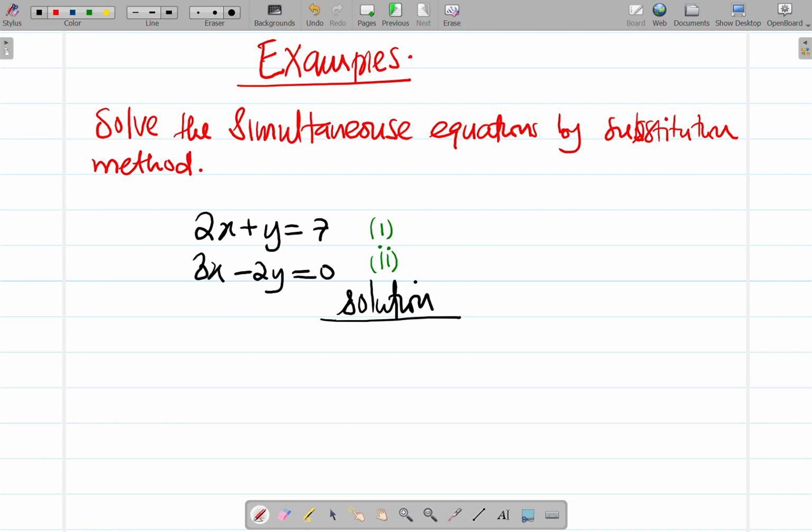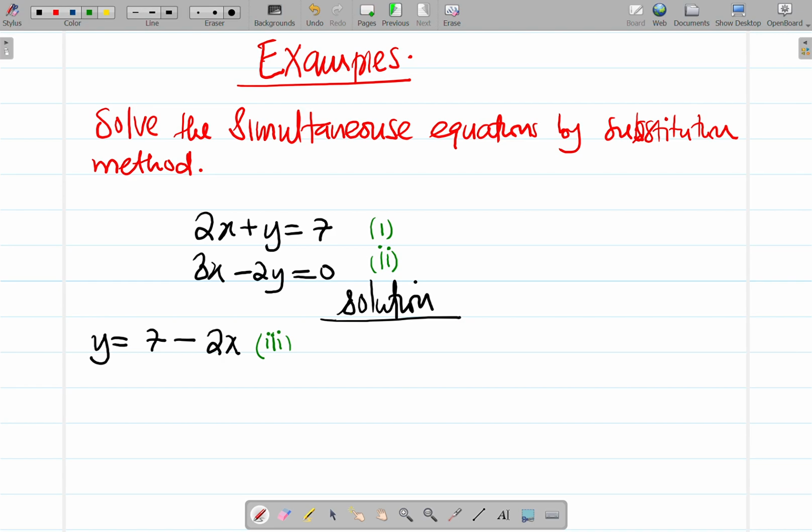So from equation 1, I'm going to say y is equal to 7 minus 2x. Remember, here this is positive 2x. It is going to cross the equal sign to come this side, so it will be a minus. I have made this my equation 3. Y is equal to 7 minus 2x.